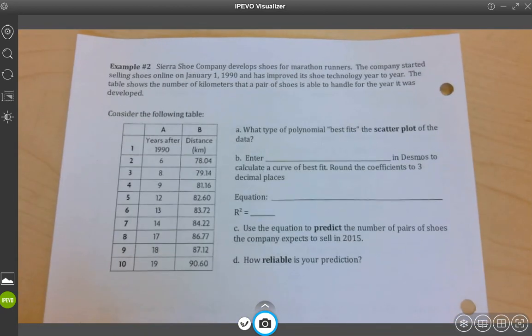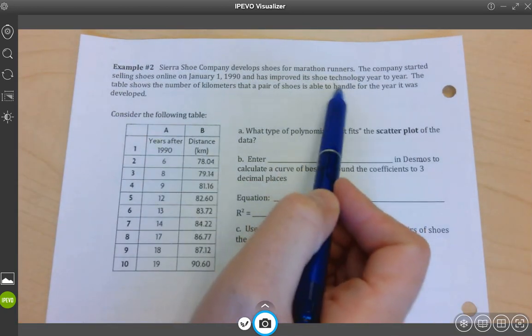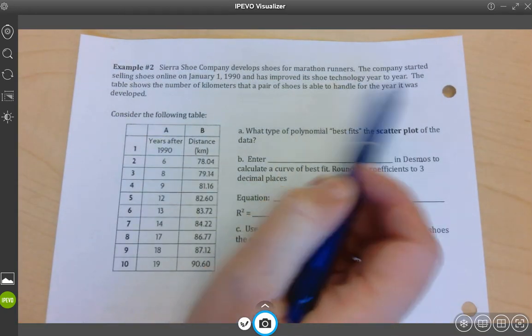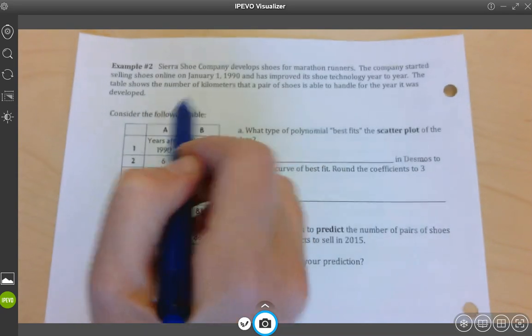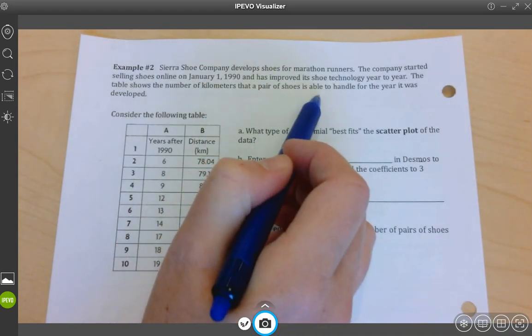Now, if you came in late, please, please, please have your Desmos open because I want you to be able to try this. So now we have a shoe company that develops shoes for marathon runners. And it's been improving its shoe technology each year. So the table shows the number of kilometers that a pair of shoes is able to handle.